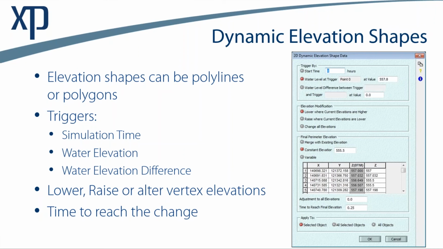And this is just a graphic of the interface of the 2D dynamic elevation shape menu. But you can see here that it gives you a lot of flexibility. It can be a water level that triggers the dynamic elevation shape, a water level difference. It allows me to lower or raise current elevations, change all elevations, et cetera, et cetera. A tremendous amount of flexibility.